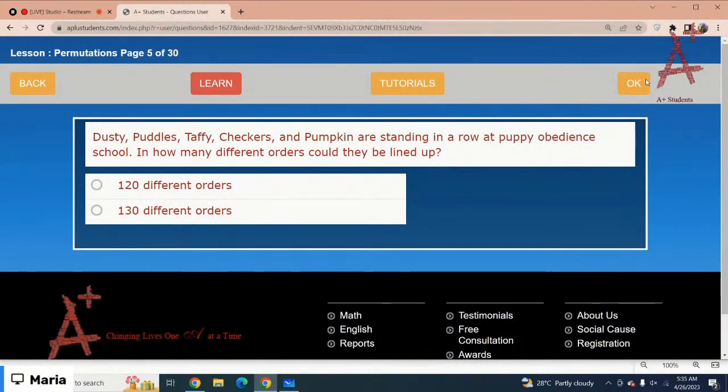Dusty, Puddle, Steffi, Checkers, and Pumpkin are standing in a row at a puppy obedience school. In how many different orders could they be lined up? They are 5 in number. So you have to evaluate 5 factorial, and 5 factorial equals 120 different orders. Got it? It would be 5 factorial equals 120 different orders.